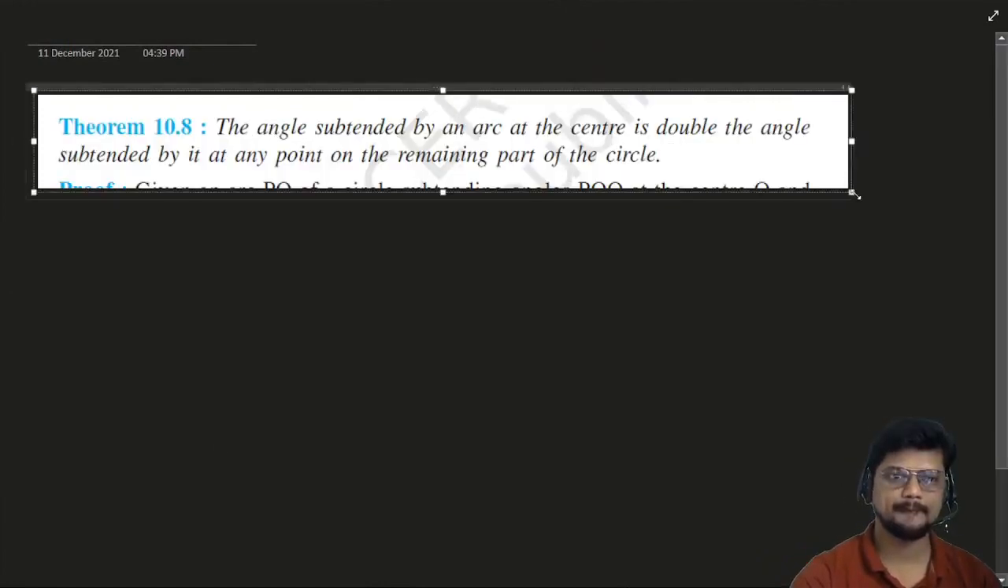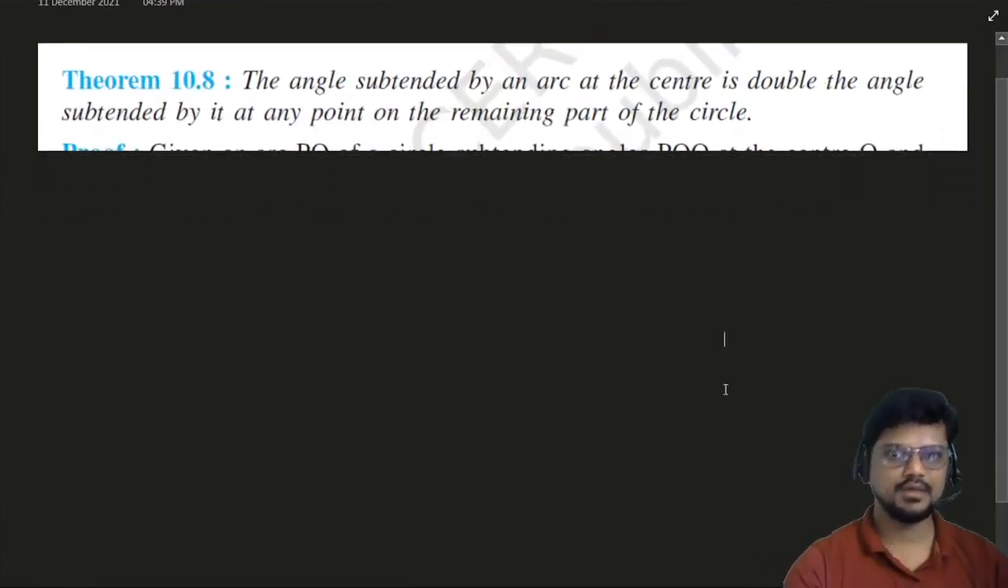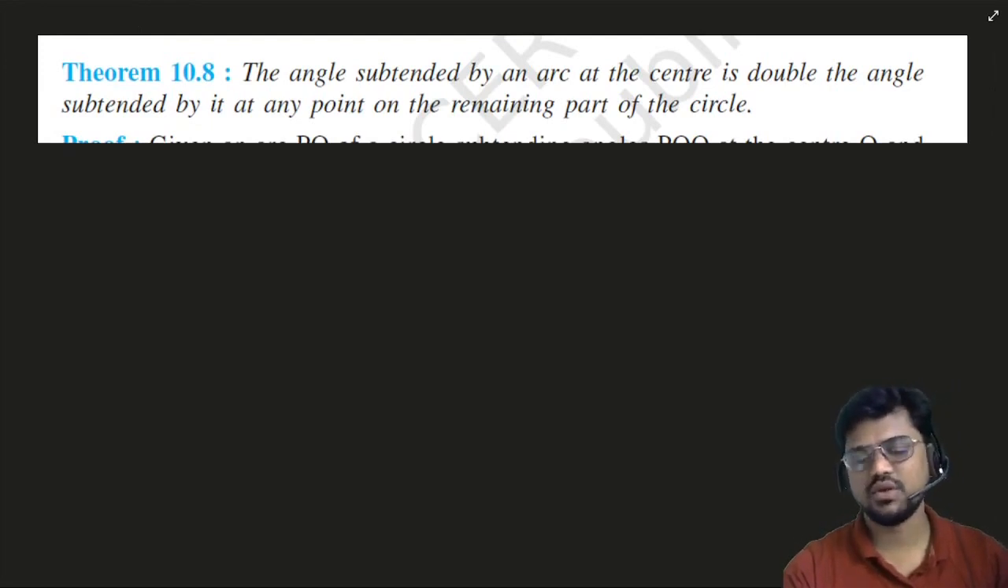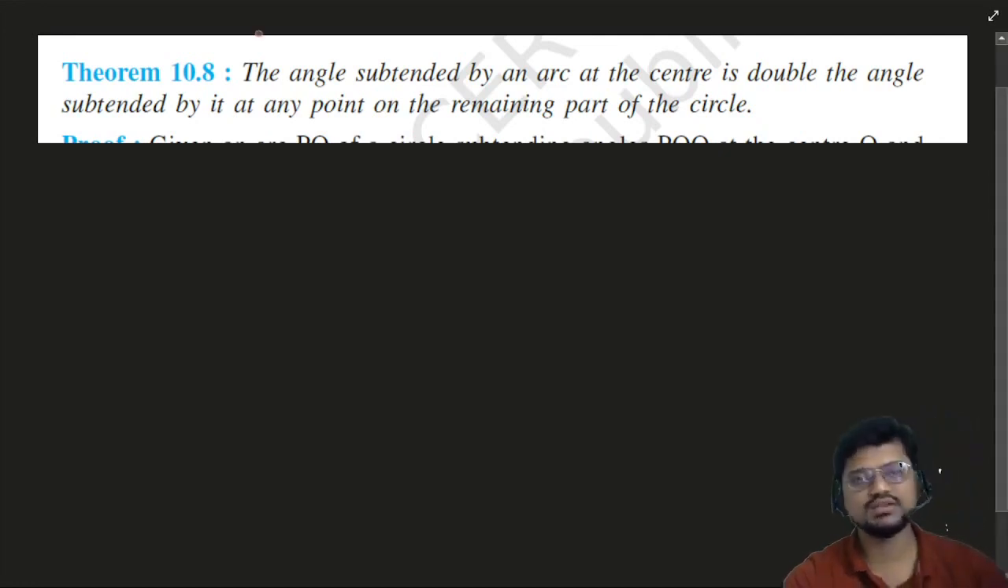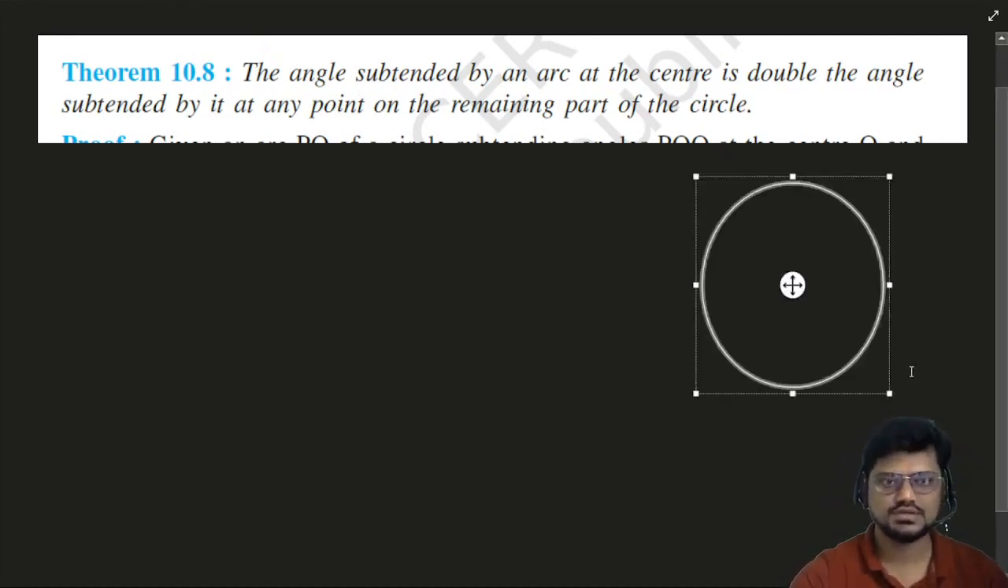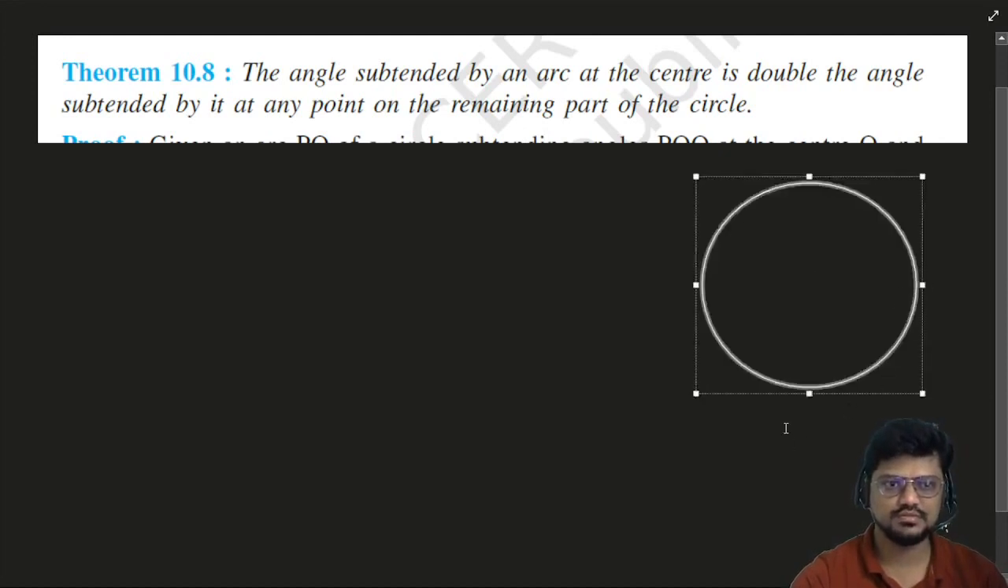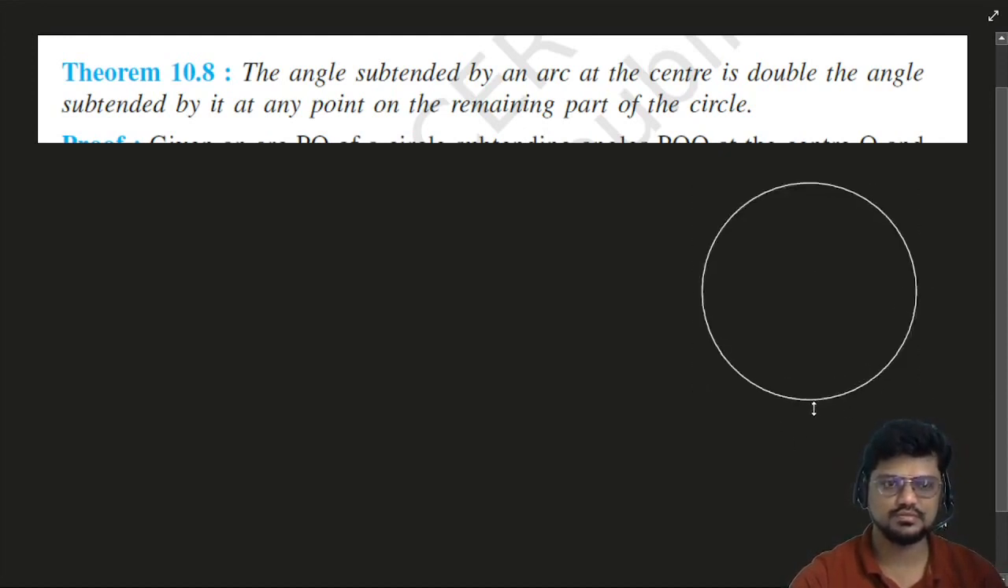Yeah, this is what the theorem is. What they have given: the angle subtended by an arc at the center is double the angle subtended by it at any point on the remaining part of the circle. Now, what is the meaning of this theorem? First, I will explain that. Suppose this is your circle.